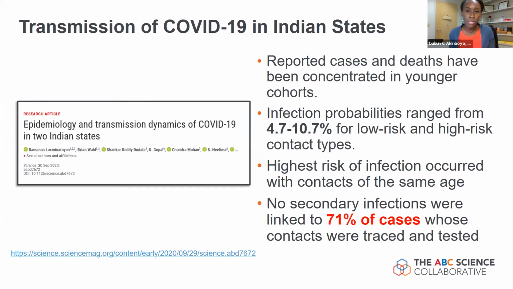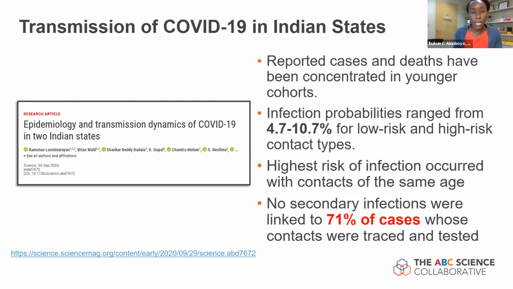So if I'm infected and I have close contacts, what are the chances that a close contact will get infected? And that was up to about 10%, particularly for the high risk contact. So close contact less than 6 feet. And what they also found is that the highest risk of infection occurred when you had contacts of the same age. And this is actually similar to some of the emerging data in the US. What that means quite simply is kids are more likely to spread it to kids in their age group or say a sibling as compared to an adult.